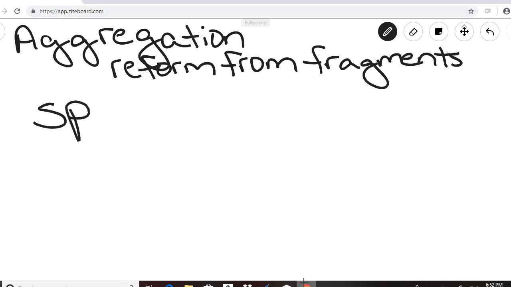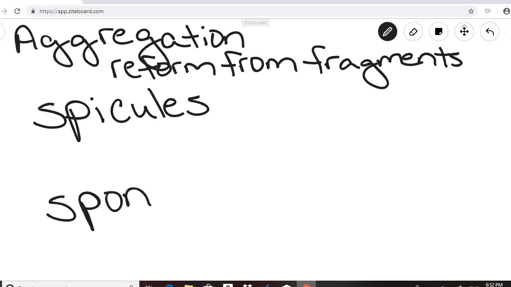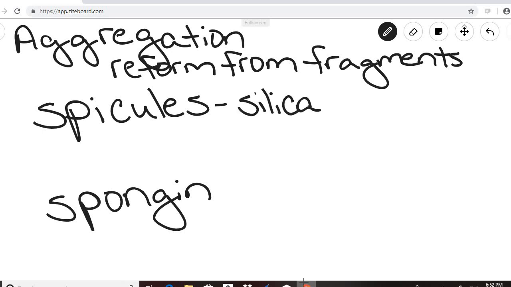Sponges generally have one or the other or both types of material that they are made up of. The first material is called spicules, and the spicules are made of silica. So remember, we saw silica when we looked at the diatom. So silica is the kind of glass-like hard substance.